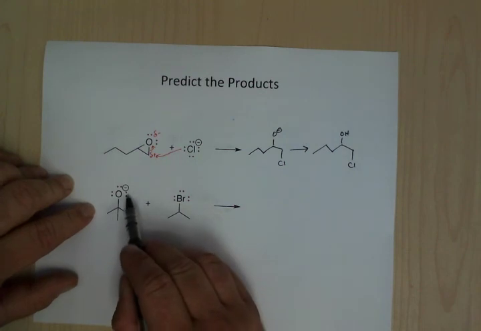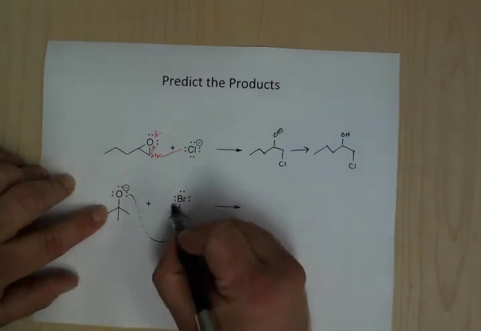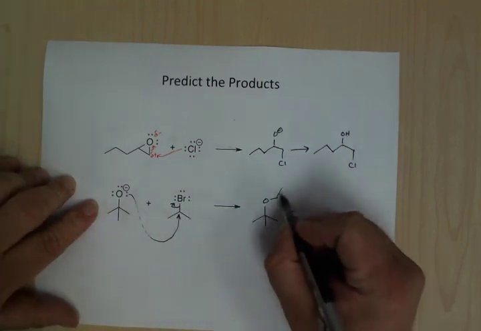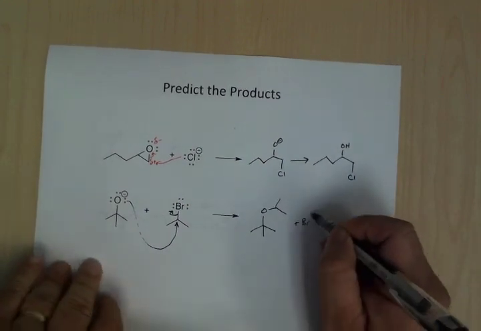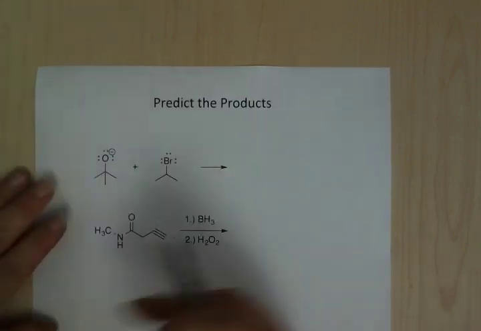Okay, again here, we're going to attack there. It's just an SN2 attack, like that plus Br. Now I did screw up because I rewrote this. So that's the one we just did.